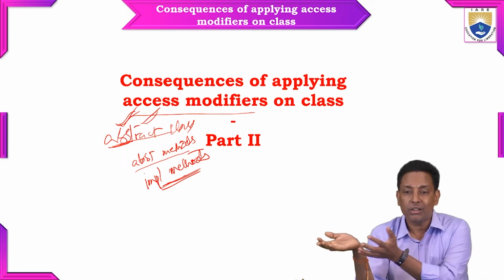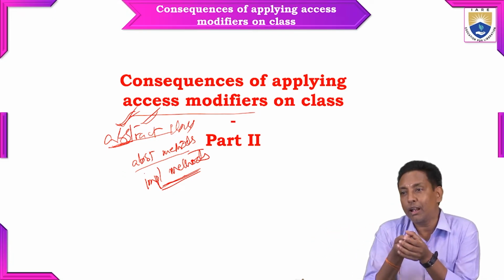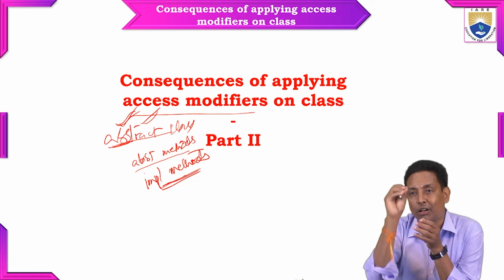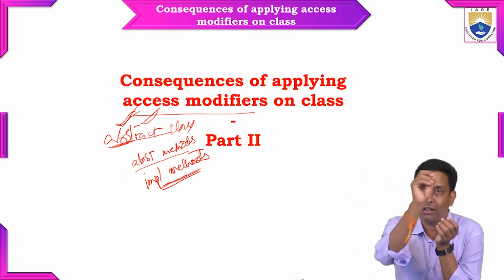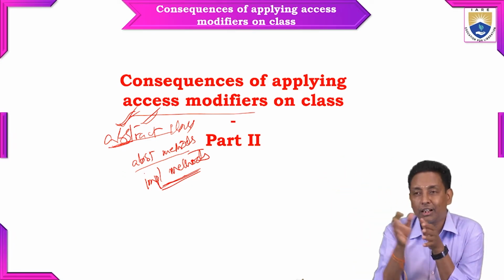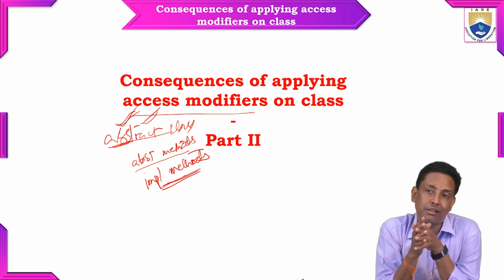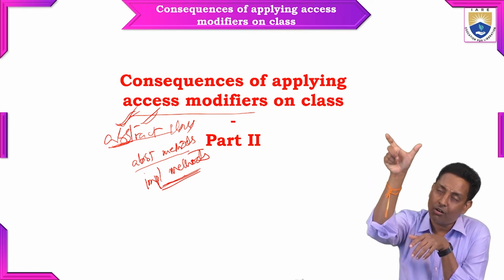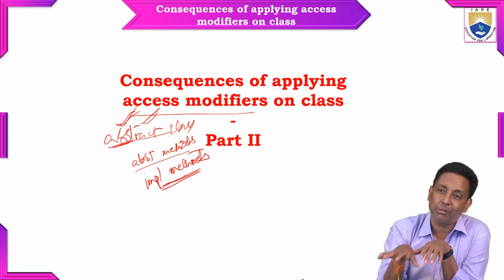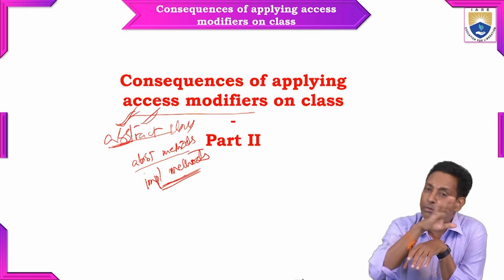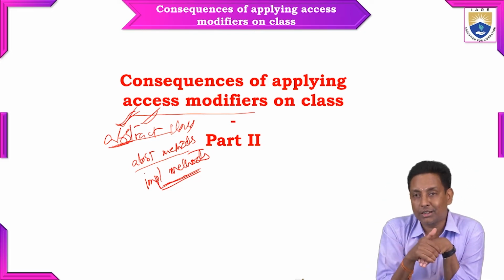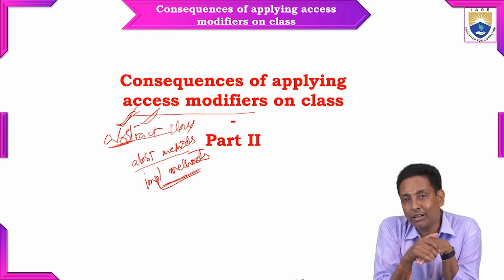in Sun Microsystems, when they developed the AWT API, they wrote one superclass called Component. Public abstract class Component extends Object, the supermost class. And in that Component class, all are implemented methods. No abstract methods exist. But the class is declared as an abstract class.